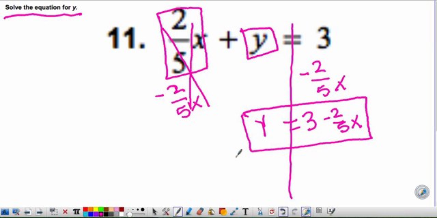Abigail. What if the 2/5 was a positive? How would you put it? If this was a negative 2/5 x and you were adding 2/5 x on both sides, you would just say 3 plus 2/5 x.